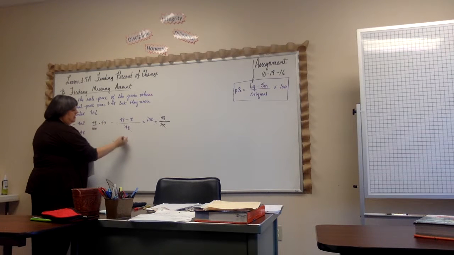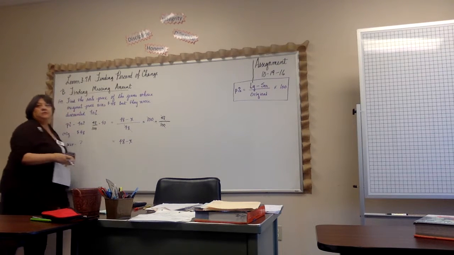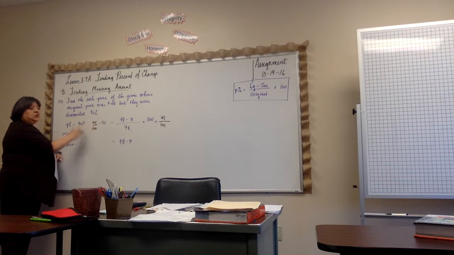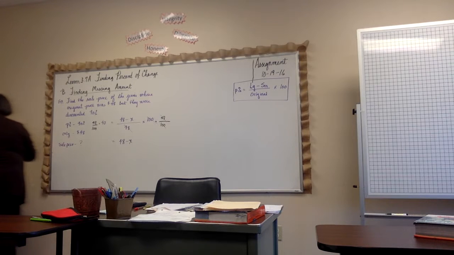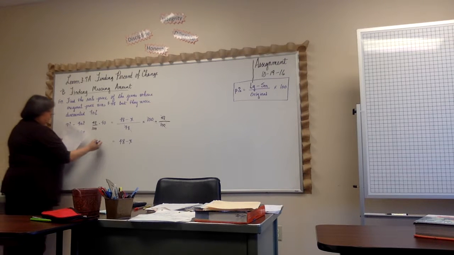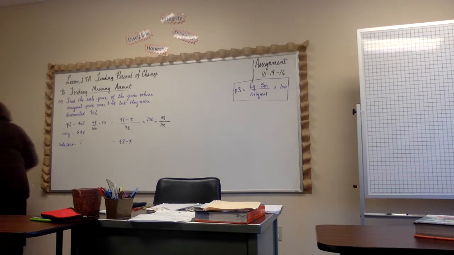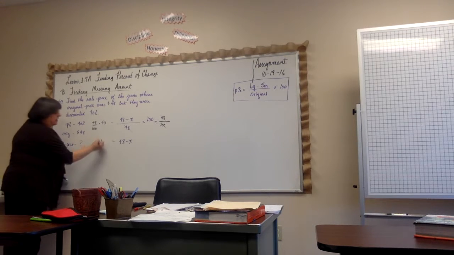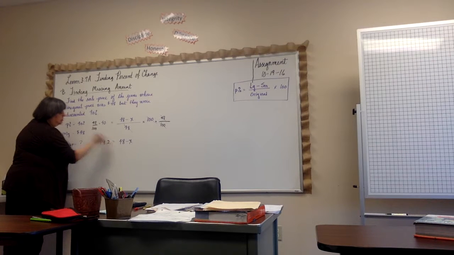Now it's only 48 minus X on the right side. And over here, I'm going to punch this 48 times 40 divided by 100, and I have, let's see, make sure I did that right, times 40 divided by 100, and it comes out 19.2.